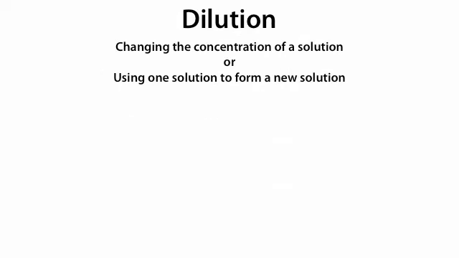Next, we're going to talk about dilution. Dilution is changing the concentration of a solution or using one solution to form a new solution of different concentration. The equation we're going to use for dilution problems is M1V1 equals M2V2.